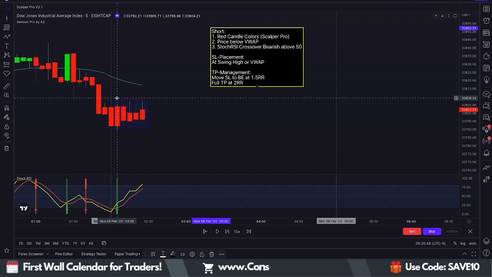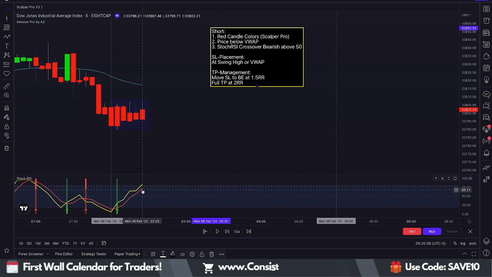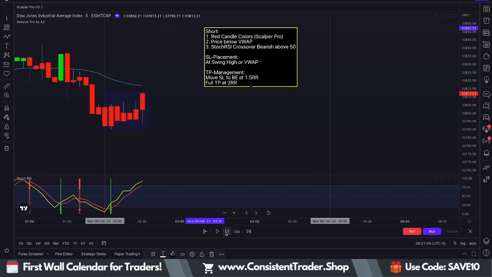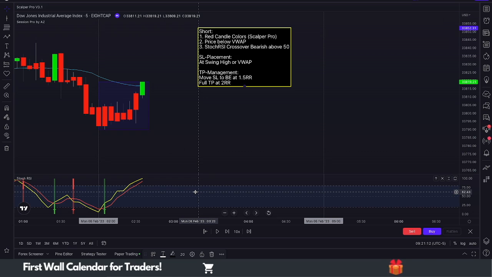Let's continue. So we see our London session started. It's 2 AM New York local time. We are below the VWAP and our candle color is red. The stochastic RSI is about to cross over bearish above the 50 level. So let's wait for one more candle. Price is being pulled closer to the VWAP. We now have a bullish candle close right here above the VWAP. So theoretically, we would be looking for longs now.